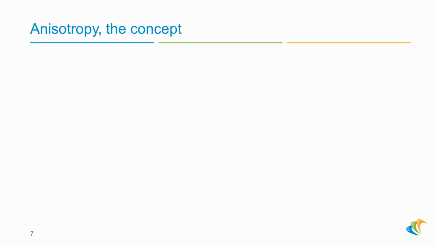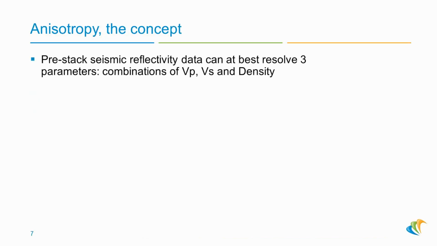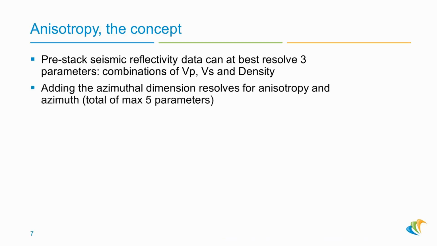If we're talking about anisotropy, pre-stack seismic reflectivity data can at best resolve 3 parameters: VP, VS, and density, and/or combinations of that. Even density is hard to get as an independent parameter from seismic data. Adding the azimuthal dimension resolves for anisotropy and azimuth, so you can get 5 parameters from your seismic data.